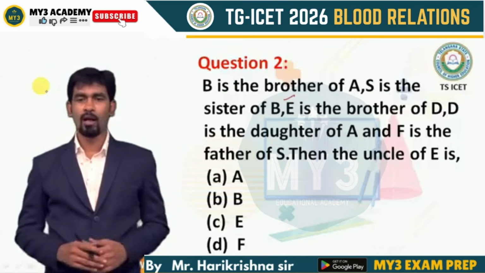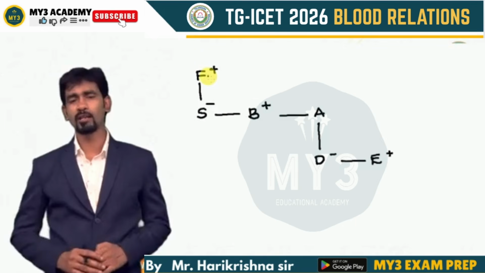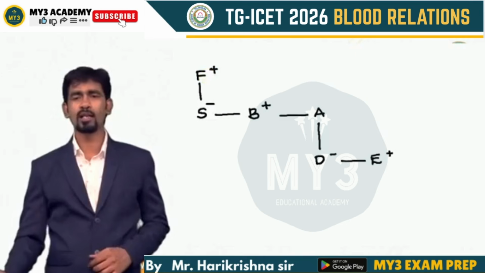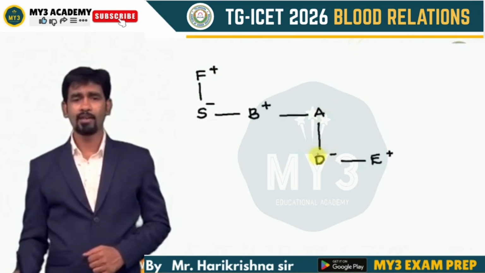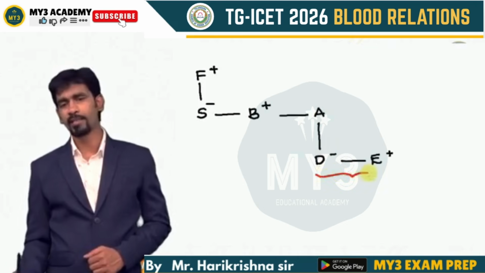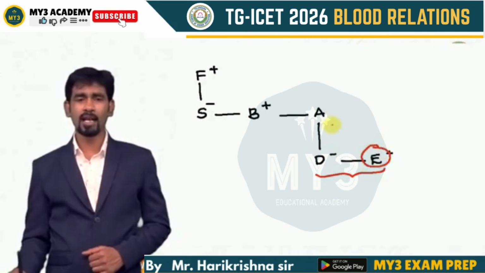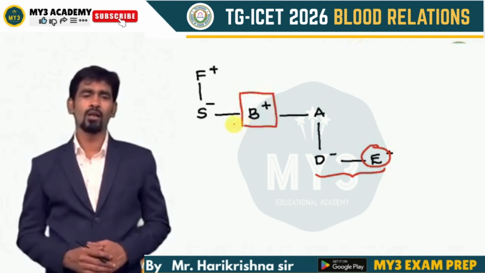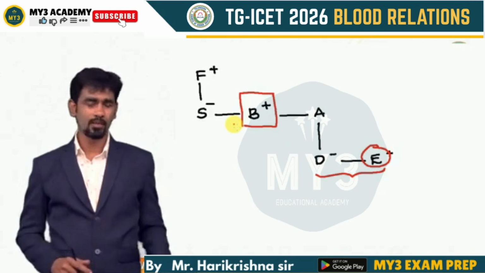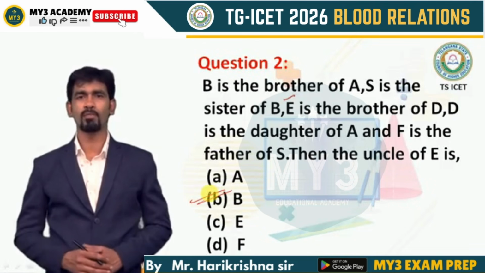And then the uncle of E is. Using this entire information, they are asking you to find out who is the uncle for E. So please have a glance. A has kids D and E. Who is the uncle of E is the question. So E's mother is A, and mother's brother is B. Mother's brother is nothing but uncle. So uncle is nothing but B. You can mark your answer choice as option B. Look at question number 3 on the screen.